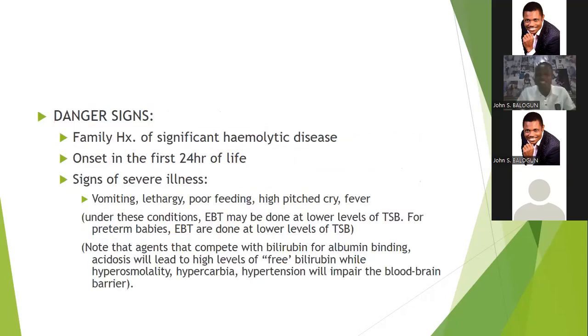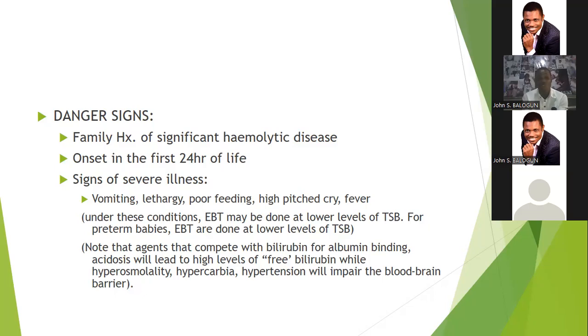And what are those danger signs that you can see in the patient? Some family history of significant hemolysis. If in the family they have a history of confirmed hemolytic disease, you may have to quickly do EBT for the patient. Now, if the onset of jaundice is in the first 24 hours of life, you can see that it is very fast, so you have to quickly intervene. And if there are signs of severe illness, like is listed here, you see the patient is vomiting, lethargic, not eating well, having a high-pitched cry, that can tell you that there is already a complication setting in.